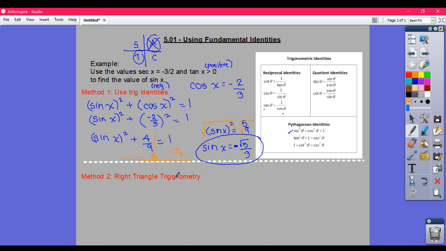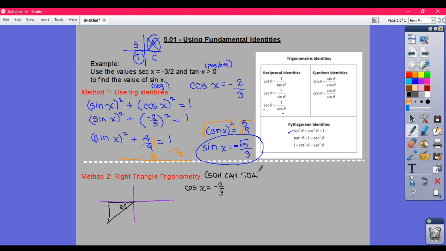The other way is to use right triangle trig. So from the same question before, we've already determined that we're in quadrant 3. So I'm going to write the same information that I figured out down here. We already know we're in quadrant 3, so I'm going to make a right triangle in quadrant 3. Now, mind you, the right triangle always sits on the x-axis. All right. And I know secant is -3/2, so I also know that cosine is -2/3. Right triangle trigonometry means SOHCAHTOA.